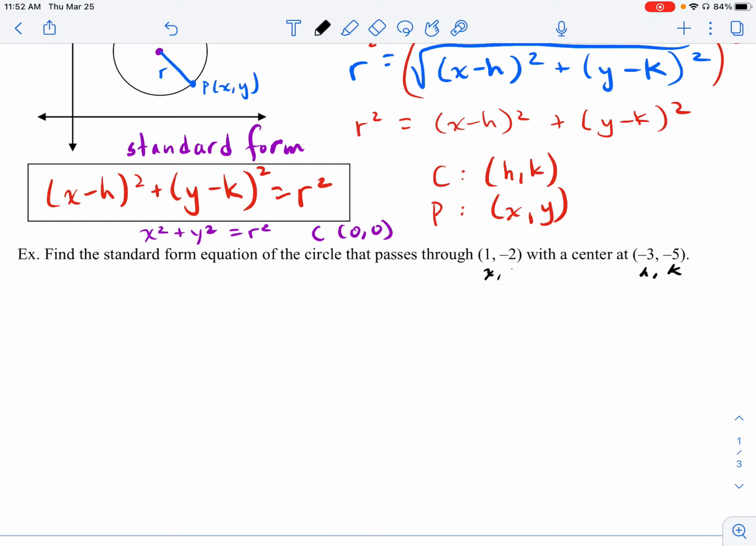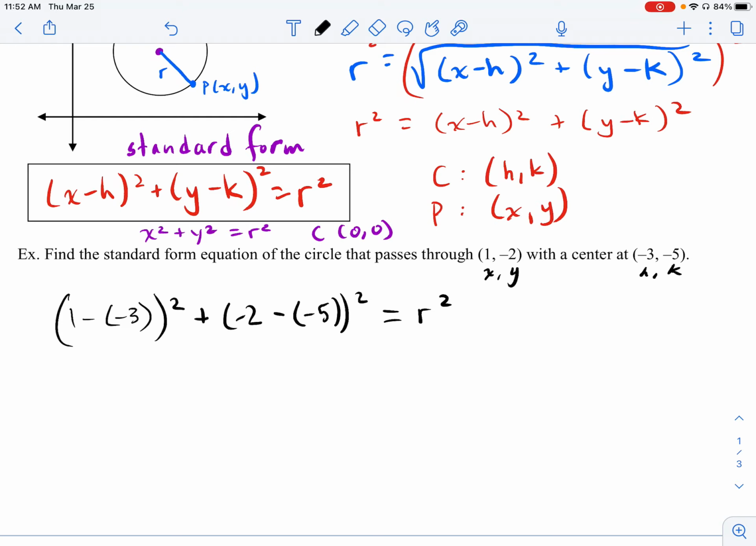That means this is my x and this is my y. At this point, just plug in whatever you know about this circle into your standard form equation. We can say the following: when x is 1, we can say 1 minus h is -3, so -3, and that quantity is squared. My y is -2 minus, and my k is -5, that quantity is squared, and we don't know our radius, so we're going to need to square that.